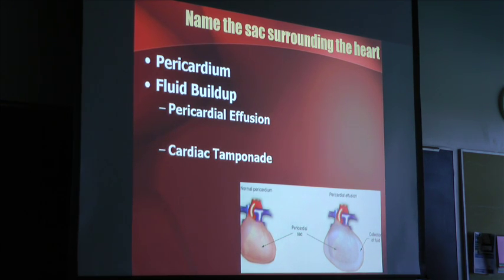So you have the visceral pericardium and the parietal pericardium, just like we had visceral and parietal when we talked about the pleural cavity. So same thing with the heart. So visceral pericardium and parietal pericardium forms that pericardial sac. So then it says, fluid buildup, pericardial effusion. So pericardial effusion is when fluid accumulates in the pericardial sac.